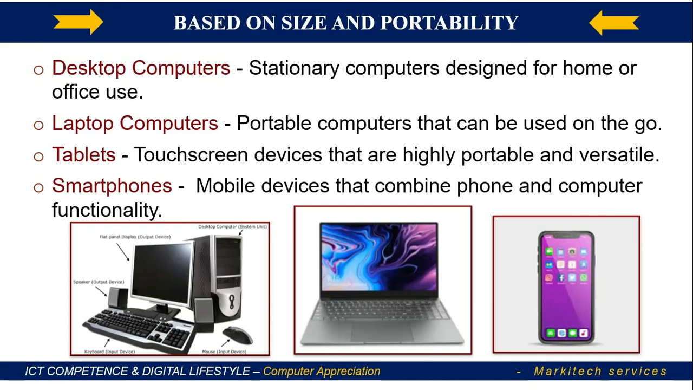And then we come to the one we normally use, which is the smartphones. Smartphones are mobile devices that combine phone and computer functionality. So check through the pictures there. You're going to see a desktop computer, number one, a laptop, and a smartphone. So these three things are categorized computers based on their sizes and their portability.